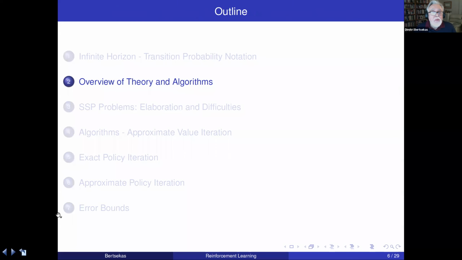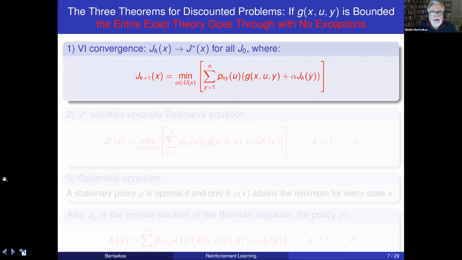Okay, so now let's summarize the theory and the algorithms and preview what we can expect to see. Remember from lecture 2, the 3 theorems of infinite horizon dynamic programming. When the problem is discounted with a finite number of states, or more generally, if the cost per stage is bounded, okay? This is true certainly if the number of states and controls is finite. Now, in this case, the entire exact theory goes through with no exceptions.